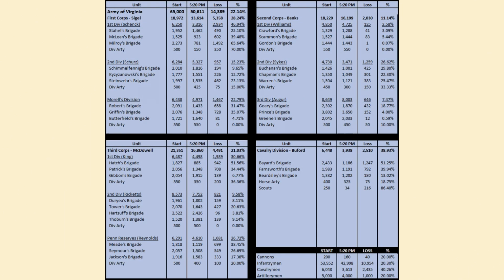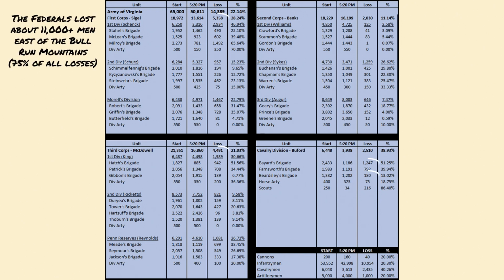Let's begin with a look at the losses that the two armies had at the Battle of Aldie. Starting with the Federal order of battle, the Federals lost about 11,000 men east of the Bull Run Mountains. This accounts for about 75% of all their losses, which totaled just over 14,000.